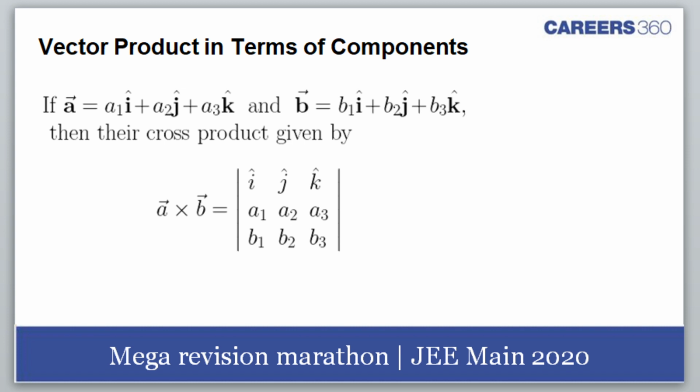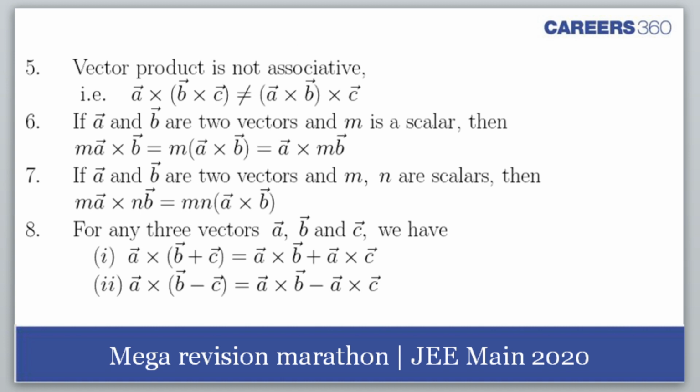Now I come to this slide. I think the first 4 points are missing. I'll write it down. First of all, a cross b is not commutative. A cross b is not equal to b cross a. A cross b in fact is equal to minus b cross a. So it is not commutative. It is not associative even. You cannot write like this.